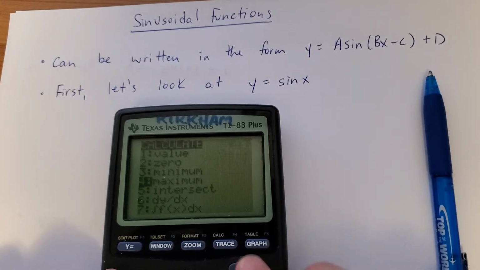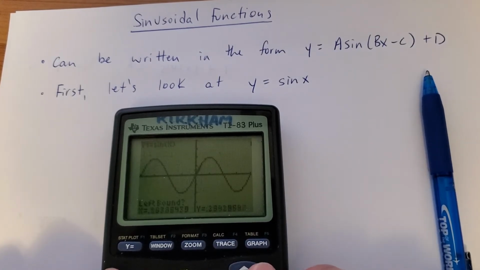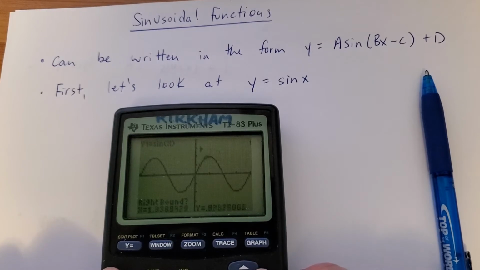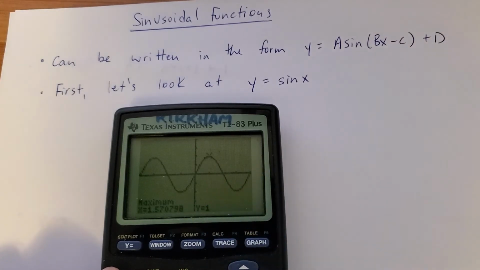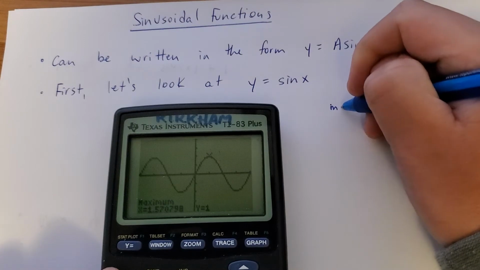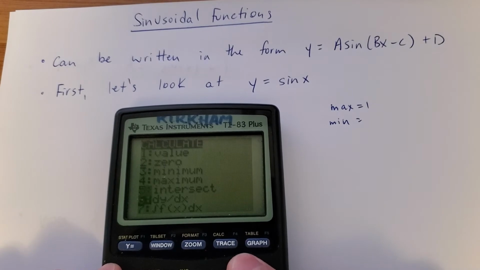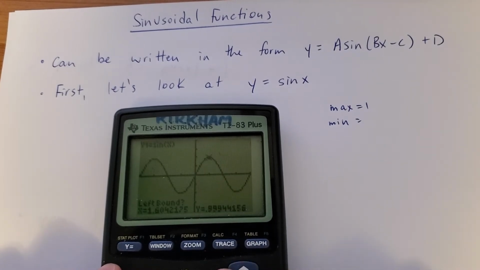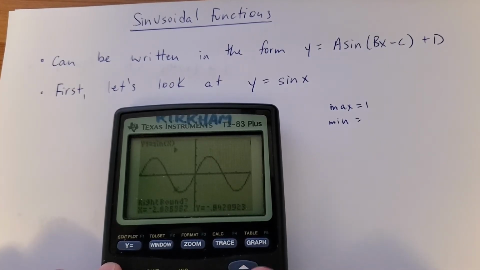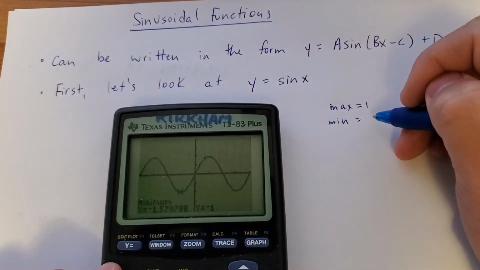Second calc. You might know from a previous math course, but I want to prove it here. Left bound, right bound, here we go. So the maximum value is y equals 1. Okay, I'm going to write that down here. Max equals 1. What do you suppose the minimum is? I think you can tell by looking, but we'll do the same thing. So our minimum, I'll choose the one over here. Okay, minimum looks like negative 1.